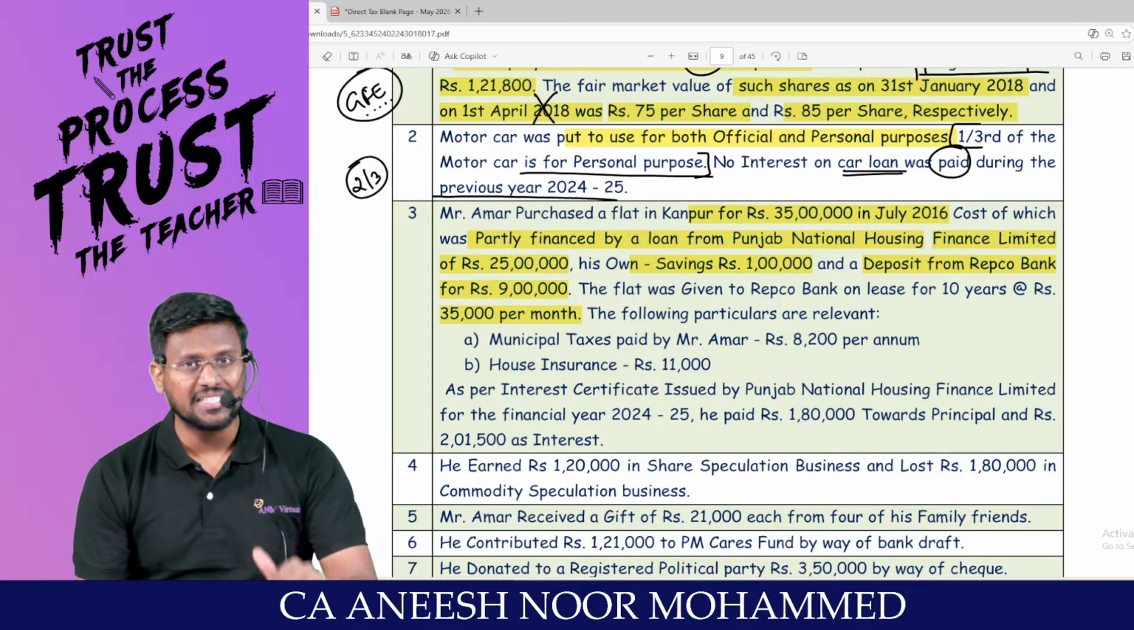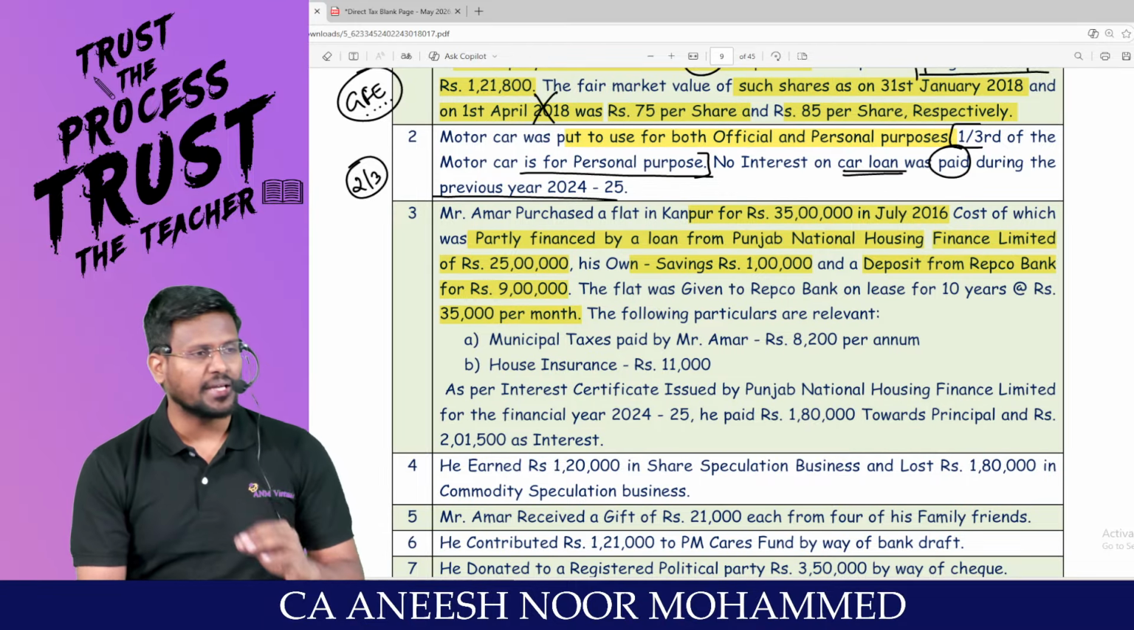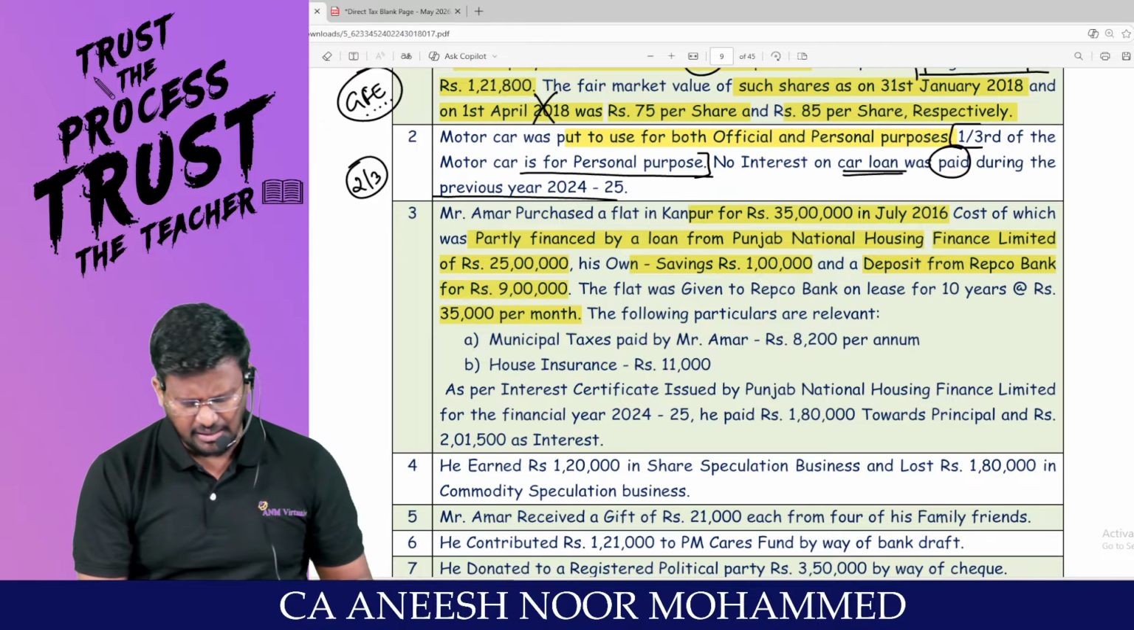Now that flat is a let out property, so we have to calculate the income from house property. Basically the per month rent is 35,000.